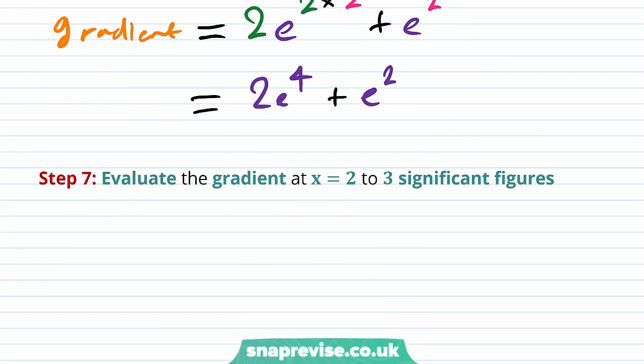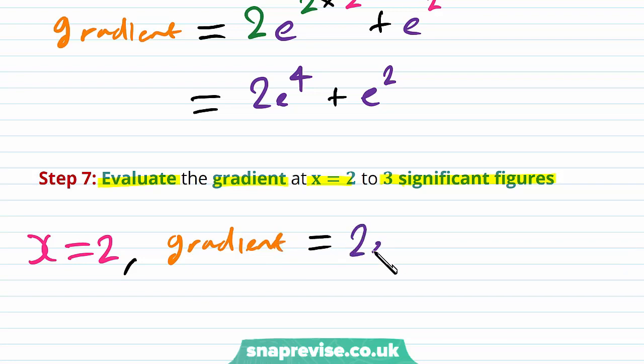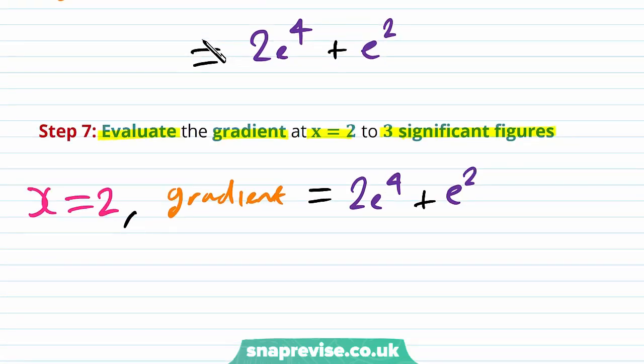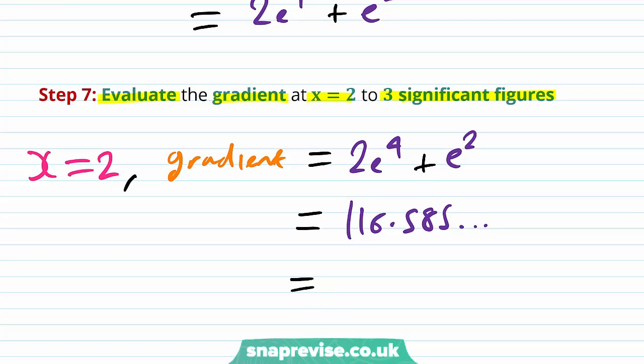Our seventh step is to evaluate the gradient at x equals 2 to 3 significant figures. When x is equal to 2, we have our corresponding gradient as 2e to the 4 plus e squared. Using a calculator, this is equal to 116.585 and so on, and this is equal to 117 to 3 significant figures.